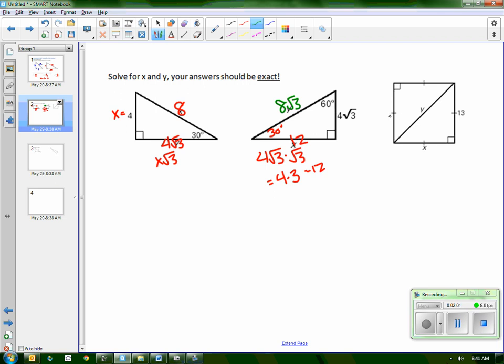Here we have, I can tell that it's a square because I have these notches, which means these are all 13, so that's 13. And since this is 45, 45, 90, since it's cutting a square in half, this is going to be 13 radical 2.